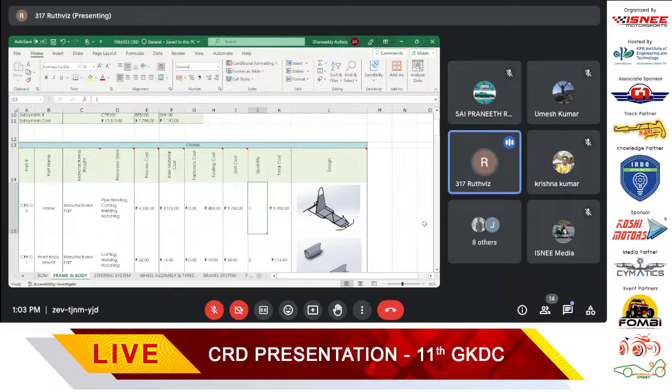For the raw material cost, the chassis material is chromoly steel, AISI 4130 grade. It is about 400 rupees per meter. Coming to the tooling cost, it is in the cutting and grinding part.